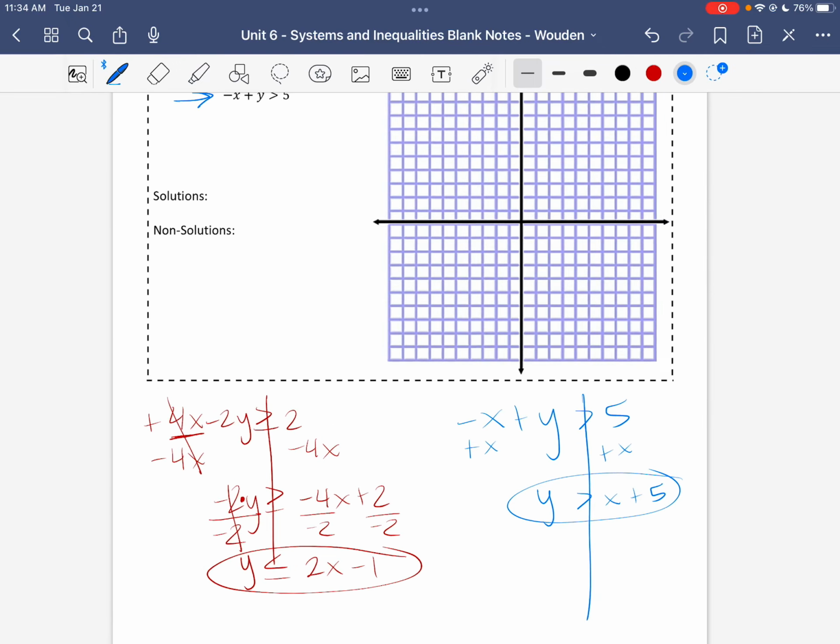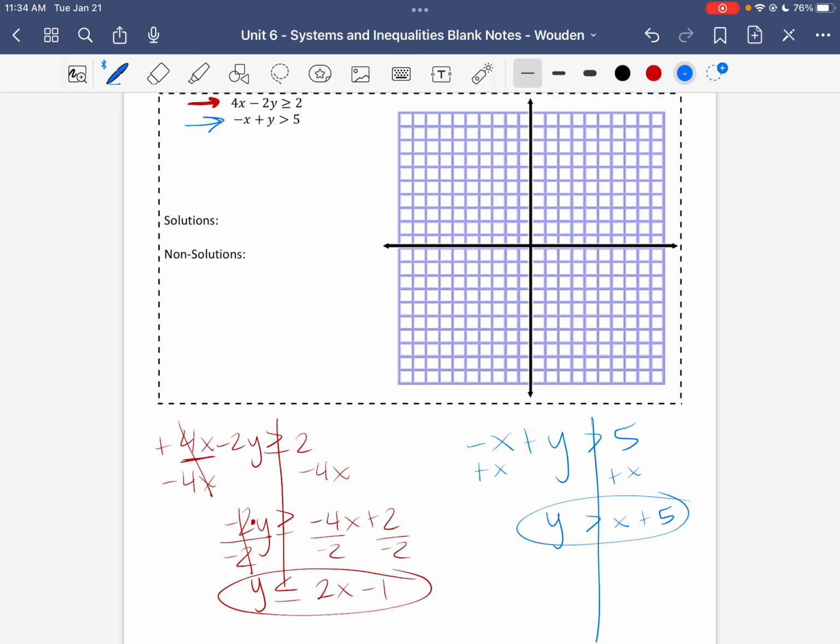So with that being said, let's go back to our graph. I am now graphing y is less than or equal to 2x minus 1. Minus 1 is my y-intercept, so I'm going to put a point there. My slope is 2 over 1. So I go up 2, right 1, up 2, right 1, up 2, right 1, and so on and so forth.